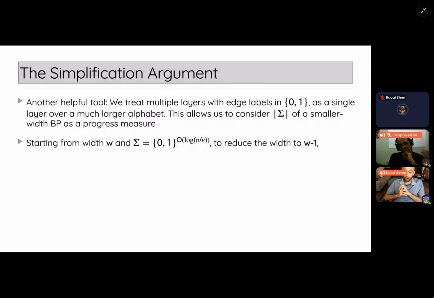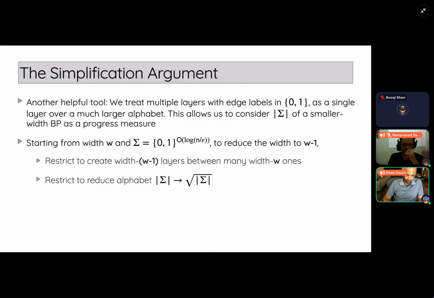Okay, so for our PRG, what we want is to reduce the width by iteratively applying width reduction. So we start from width W, and sigma, we could start with {0,1}^{O(log n / epsilon)}. And to reduce the width to W minus 1, we do the following iterative process where we restrict to create width W minus 1 layers between many width W ones. We further restrict to reduce the alphabet and do this procedure for log n over epsilon iterations.